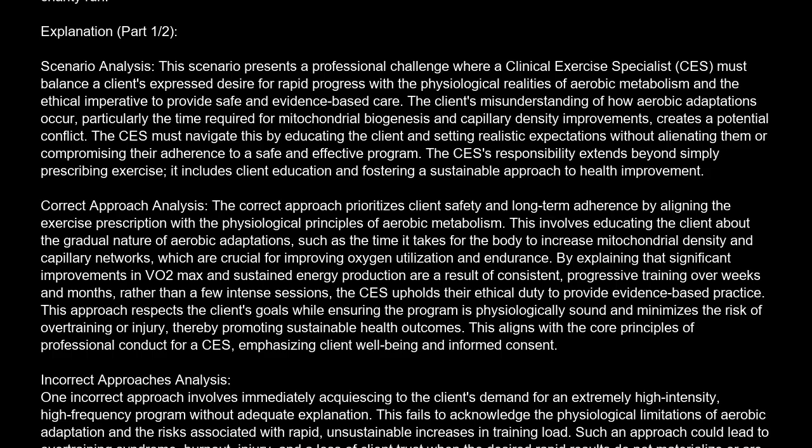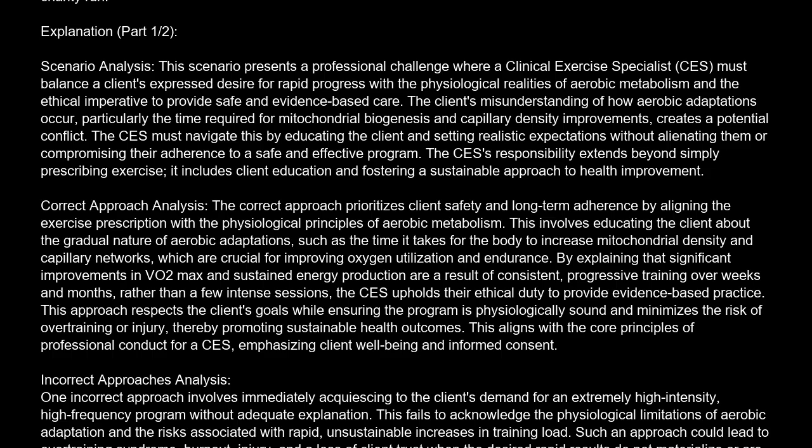Correct approach analysis. The correct approach prioritizes client safety and long-term adherence by aligning the exercise prescription with the physiological principles of aerobic metabolism. This involves educating the client about the gradual nature of aerobic adaptations, such as the time it takes for the body to increase mitochondrial density and capillary networks, which are crucial for improving oxygen utilization and endurance.